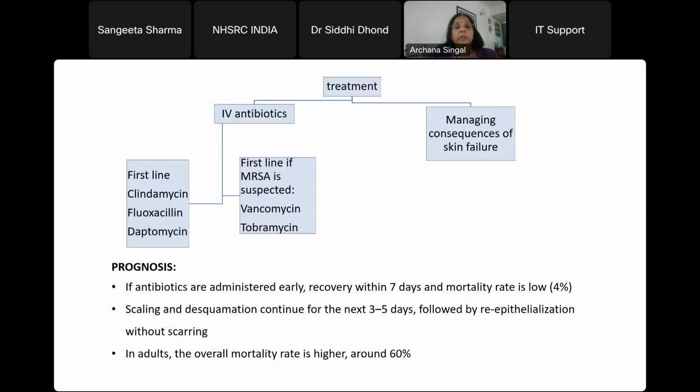So what is the treatment? Treatment is IV antibiotic. Managing the skin care is very important, the temperature should not be very low or very high, because if the skin is not there, there is loss of water from the body. So hydration has to be maintained. And first line treatment are like flucloxacillin, clindamycin, and if MRSA is suspected, then we have to give vancomycin or linezolid. Next, please.